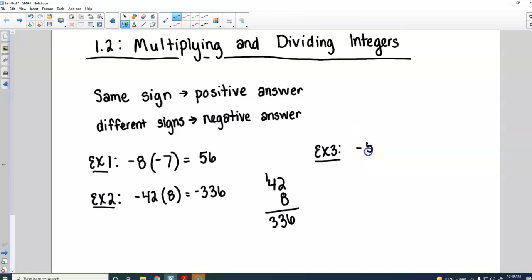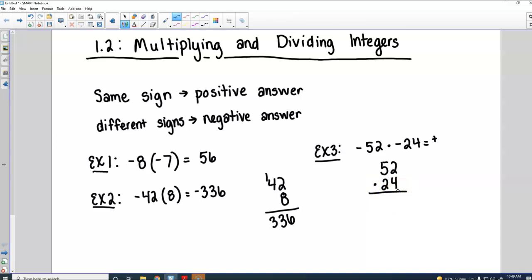So 52 times -24. Now, the negatives we can kind of ignore because we know negative times negative is going to give us positive. So we can think about the sign of the answer without even worrying about the numbers, right? So whenever you're multiplying 2-digit numbers, just a quick refresher. Some of you I know already know this, so it's not a big deal.